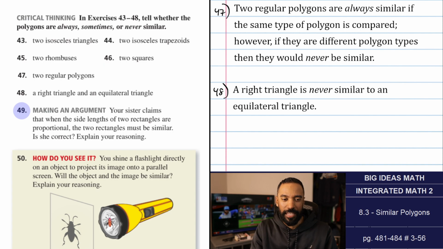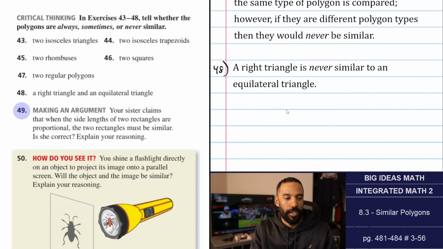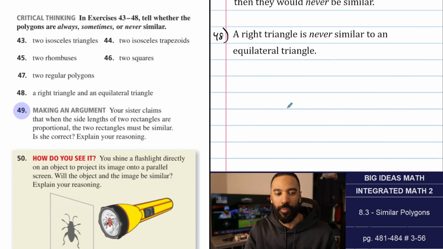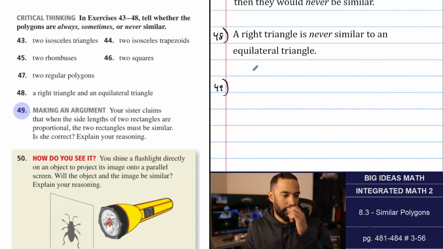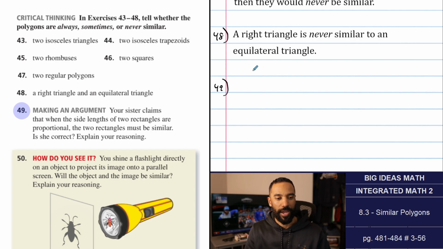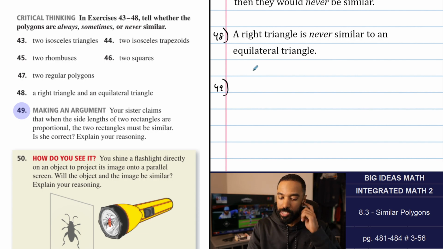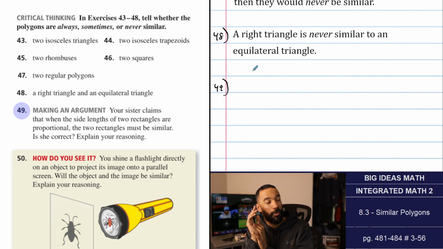Number 49, making an argument. Your sister claims that when the sides of two rectangles are proportional, the two rectangles must be similar. Is she correct? Explain her reasoning. Oh, okay, I got it. I thought she said just two different sets of sides. I was going to say, well, they could be opposite sides.